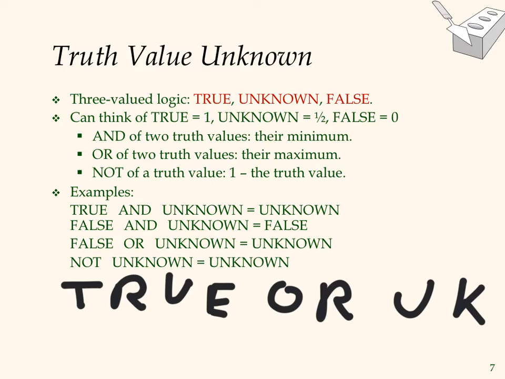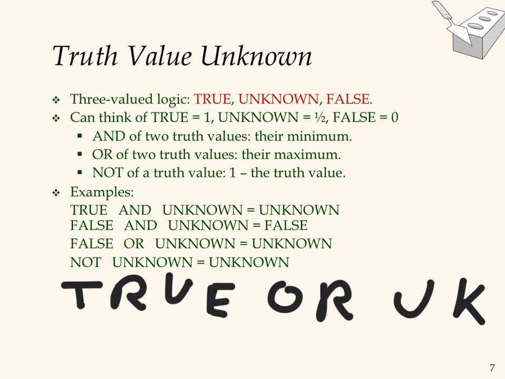So this logic is known as Kleene three-valued logic, after the great American logician Stephen Kleene. One way to remember it that you might find easier than just memorizing the rules is if you think of true as corresponding to 1, false corresponding to 0, then you can think of unknown as corresponding to a half. So that makes sense, right? Unknown is like between true and false. And so now you can generalize the usual rules.